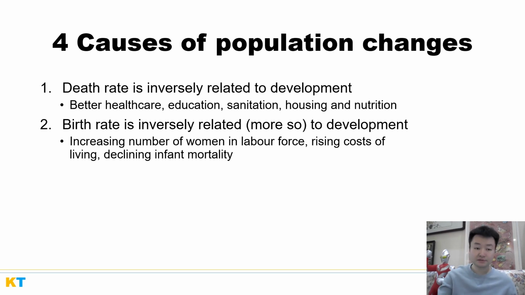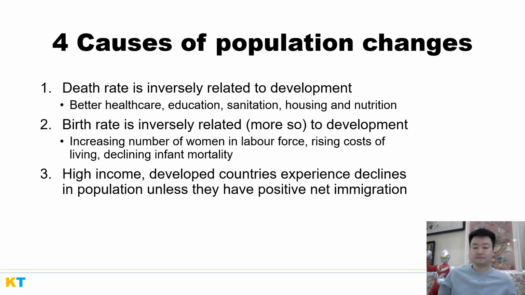And so declining infant mortality rate is also one reason why the birth rate is inversely related to development. Now, high income developed countries experience declines in population unless they have positive net immigration. And this makes sense because the birth rate is more inversely related to development than the death rate. And so in this situation then, if we are a country that is expanding very quickly, then assuming net migration is zero, the population would eventually start to decline.